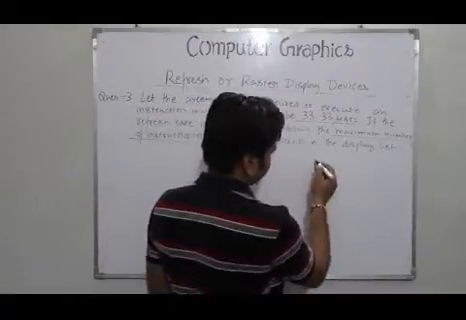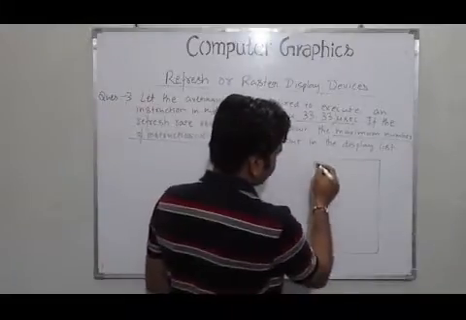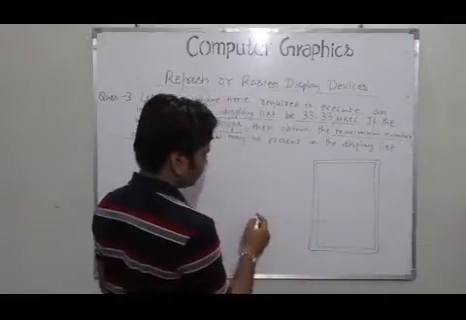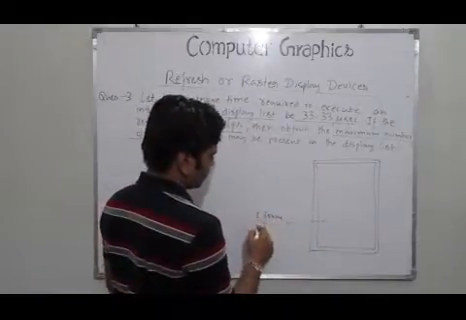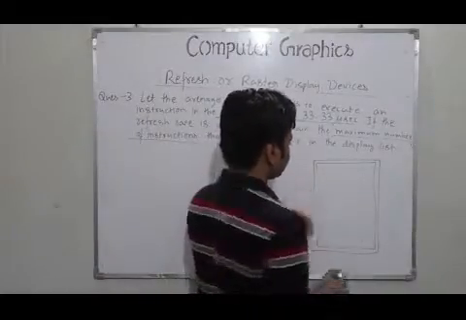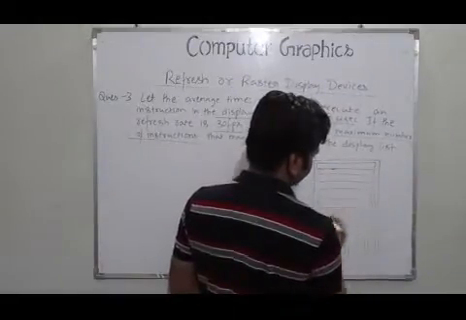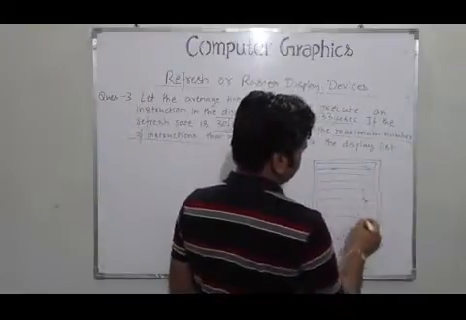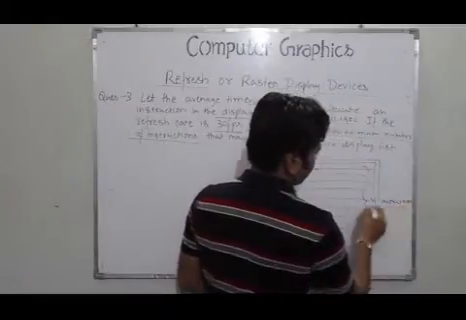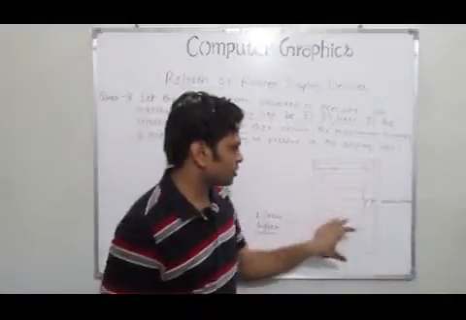The picture that is to be displayed on the screen basically represents one frame buffer. In this frame buffer we can understand that there would be a number of instructions, n instructions, to display the picture on the screen.